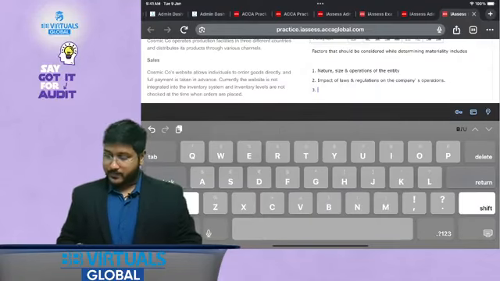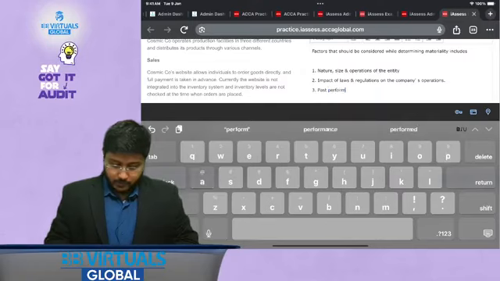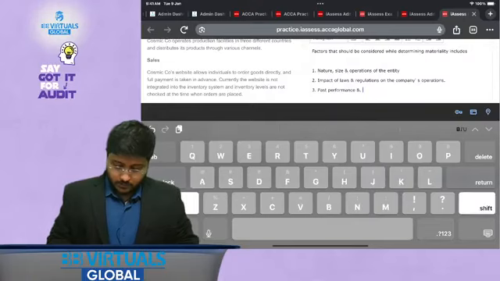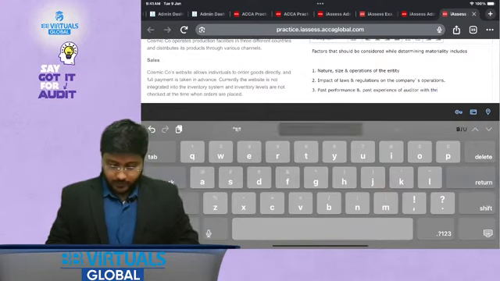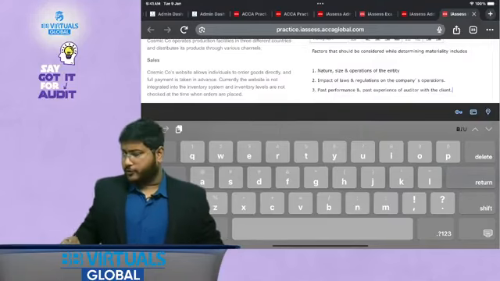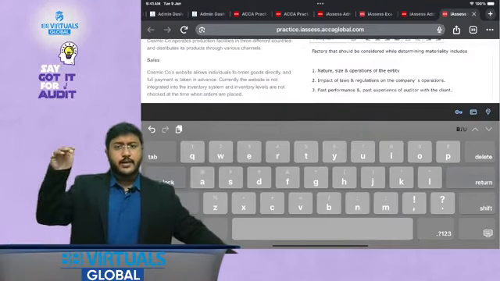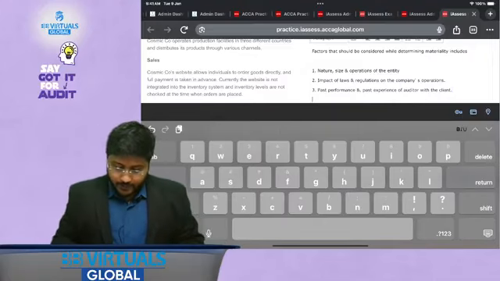Okay, then past performance and past experience of the auditor with the client. That is, if last year the materiality was set at X level and it proved to be a little less, then we can increase it in the current year, and if it proves to be a little more, then we could reduce it to a little less. Okay, that could be one.